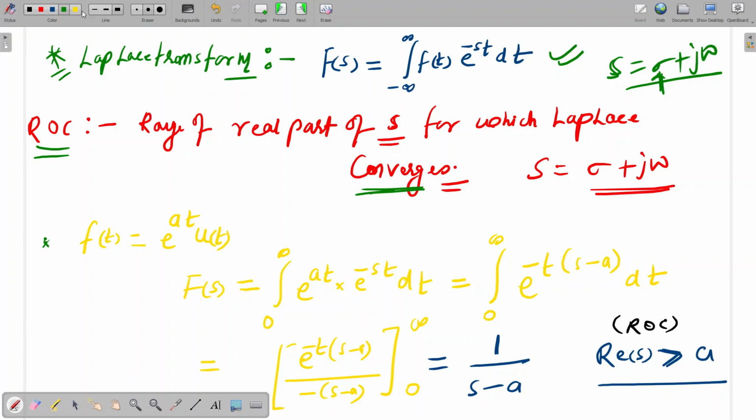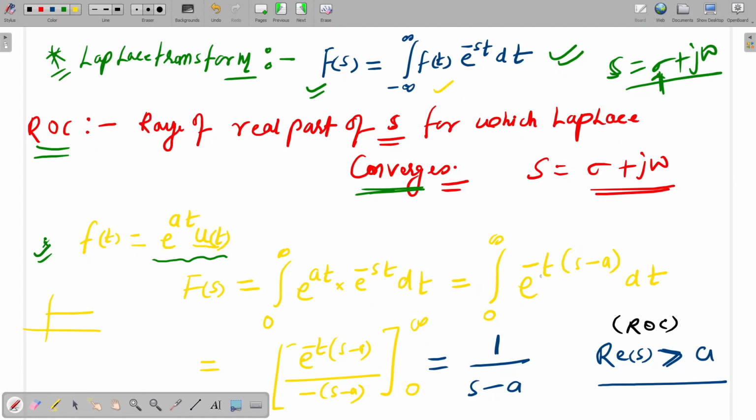For this I am doing one example of the Laplace transform. I am going to calculate the Laplace of e to the power at into u of t. As per the basic formula, what will be the Laplace transform for this one? So F of s will be the integral from 0 to infinity, since this is a step. Normally the formula is from minus infinity to plus infinity, but since the step is there, it will be from 0 to infinity. A step function is like this. So I'm integrating from 0 to infinity e to the power at into e to the power minus st into dt.